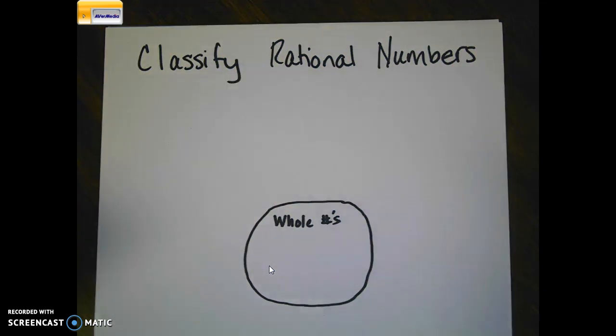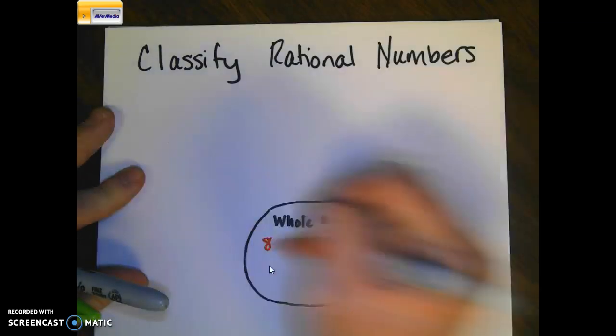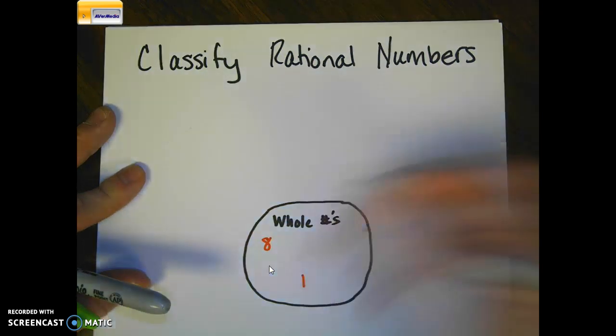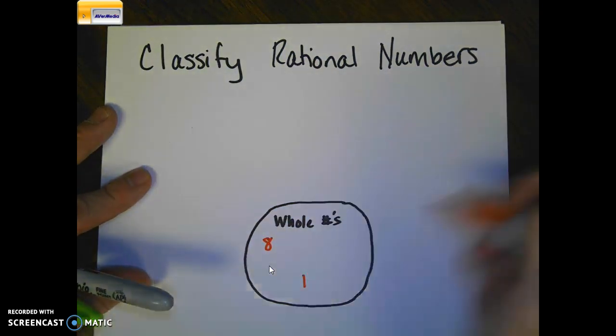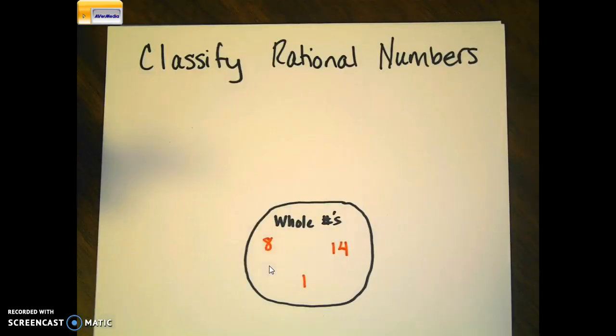Now guys, what is a whole number? You've been doing this since kindergarten. Well, you could use 8. That's a whole number. 1. I ordered 1 pizza. You could use 14. Those are all examples of whole numbers.